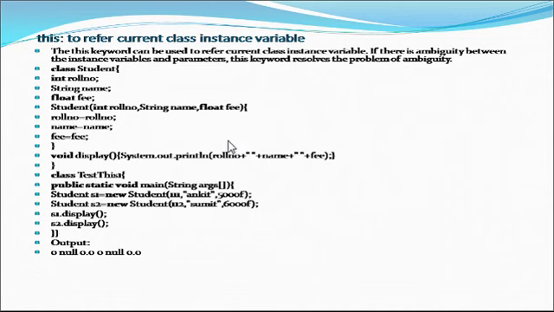Okay, first of all, this to refer to the current class instance variable. This keyword can be used to refer to the current class instance variable. If there is ambiguity between the instance variable and parameter, then this keyword will solve this problem. And how we solve this problem, using this simple code.